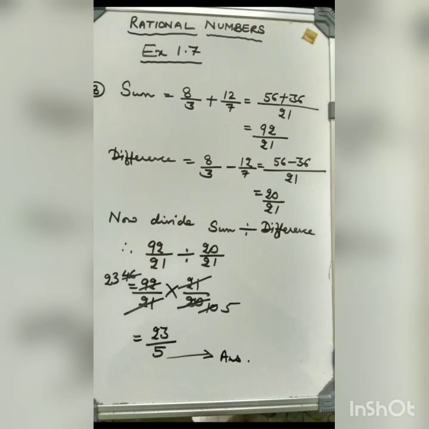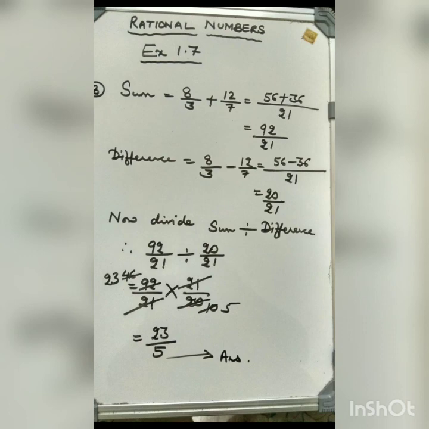Now children, this is the last question of exercise 1.7, that is you have to divide sum and difference. So first you will have to find out the sum of two rational numbers, then you will have to find out difference of two rational numbers and then divide. So 8 by 3 plus 12 by 7, take LCM, 21. 21 divided by 3 will be 7. 7 8s are 56 and 21 divided by 7 becomes 3. 3 into 12 is 36. So numerator is 56 plus 36, denominator is 21, equals to 92 upon 21. That becomes the sum of these two rational numbers.